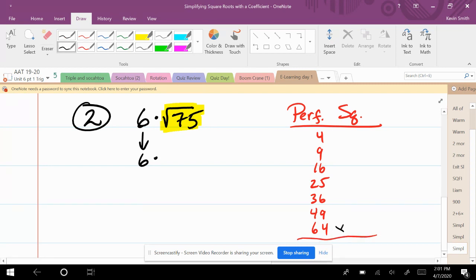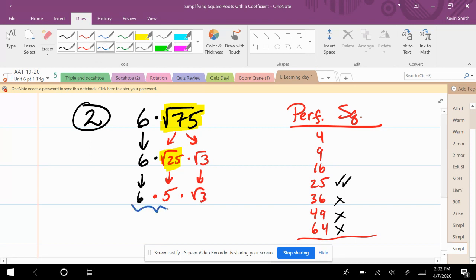So let's see. Does 64 go into 75? No. Does 49? No. Does 36? No. Does 25? 25 does. So we can break up square root of 75 into the square root of 25 times the square root of 3. And you know what's beautiful about the square root of 25? It's a perfect square. So we can take the square root of it, and we end up with 5. Square root of 3 stays.